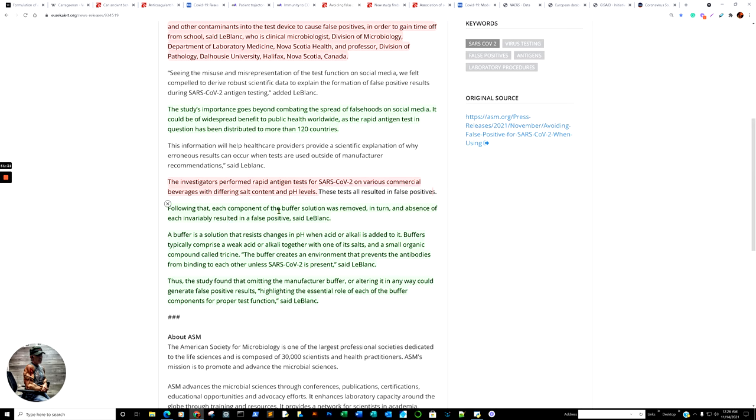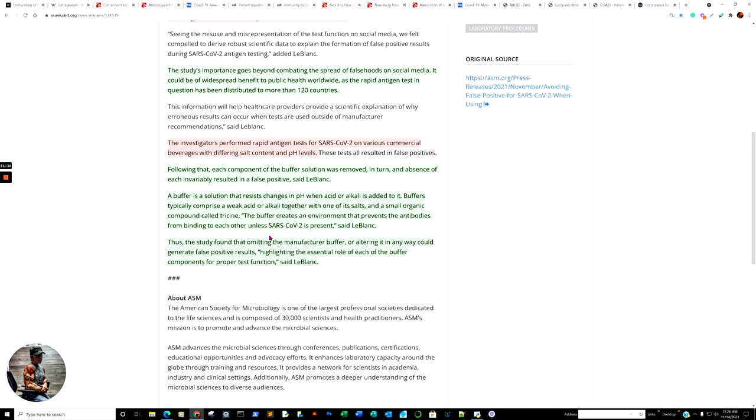Following that, each component of the buffer solution was removed. In turn, the absence of each invariably resulted in a false positive. A buffer is a solution that resists changes in pH when acid or alkali is added to it. Buffers typically comprise a weak acid or alkali together with one of its salts and a small organic compound called tricine. The buffer creates an environment that prevents the antibodies from binding to each other unless SARS-CoV-2 is present.